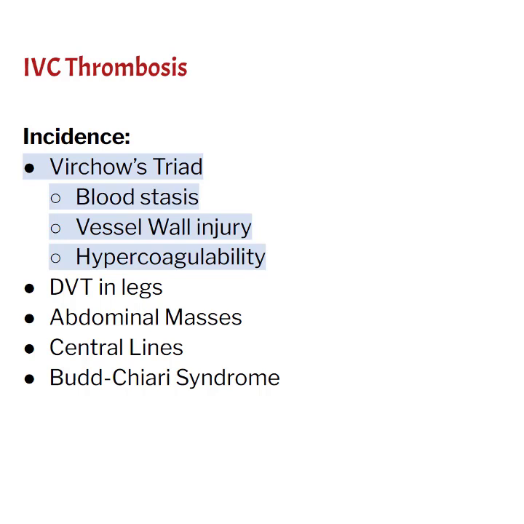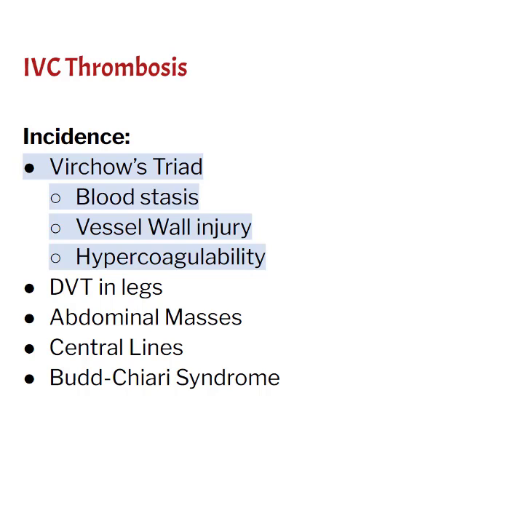We also look for vessel wall injury, so that might be through surgery or through an abdominal mass eroding the wall of the vessel. And we're also looking for hypercoagulability. Hypercoagulability means that the blood is more likely to coagulate or more likely to thicken and clot off. And that can happen due to certain medications, certain cancers, or even a genetic disposition for hypercoagulability.